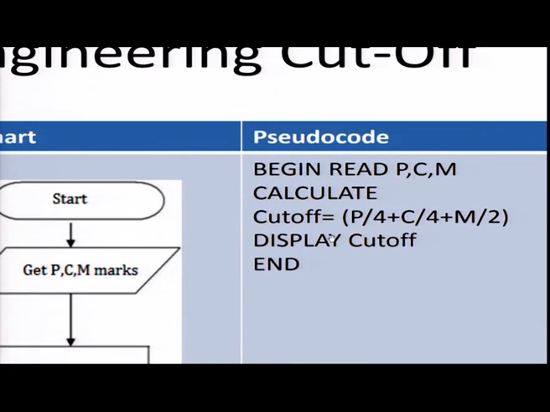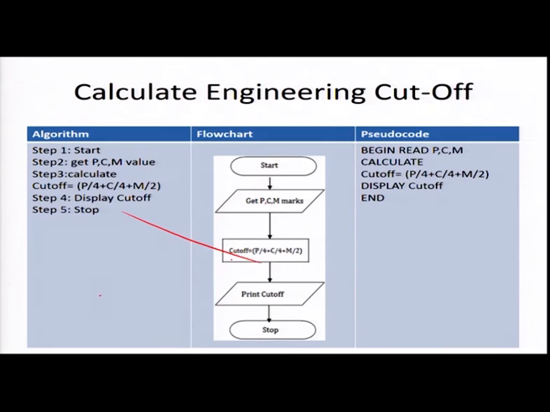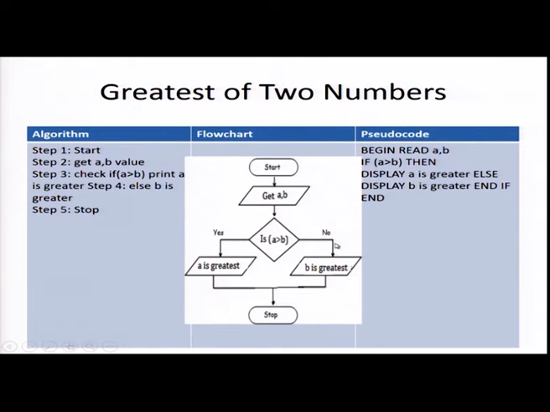Now let us see how to write the pseudocode. Begin, read physics mark, chemistry mark and maths mark. Calculate cutoff equal to P by 4 plus C by 4 plus M by 2. Physics mark divided by 4, addition, chemistry mark divided by 4, addition, maths mark divided by 2. And then I am displaying the cutoff. Then as I have started with begin, I am supposed to end this pseudocode with an end.